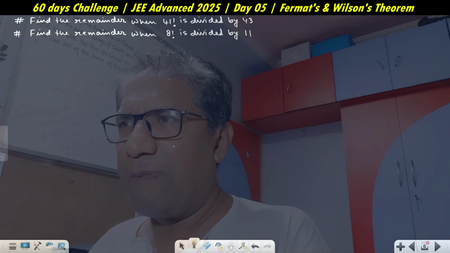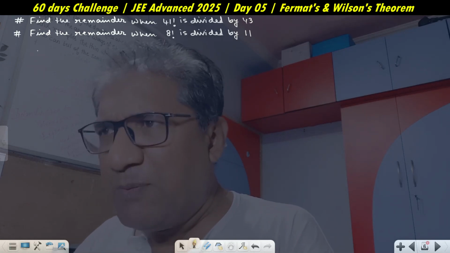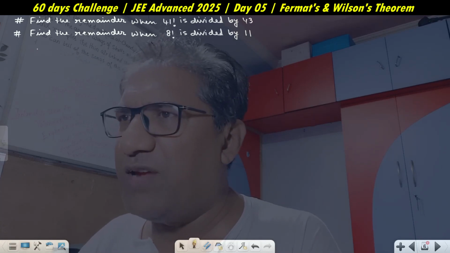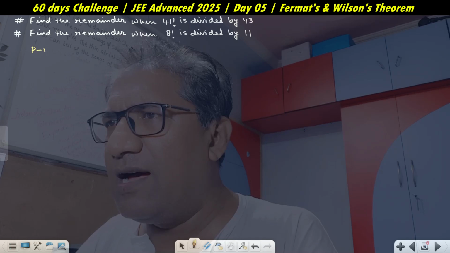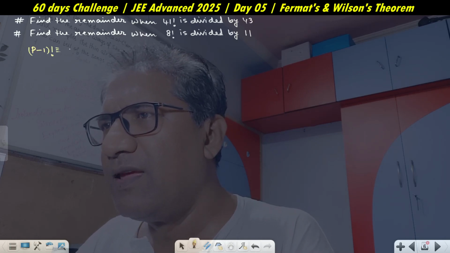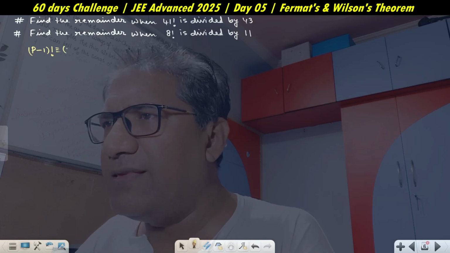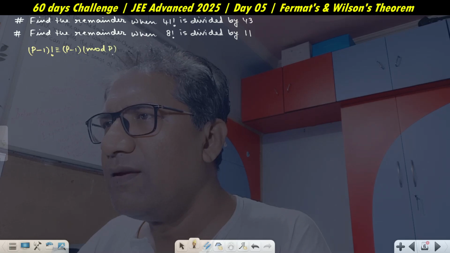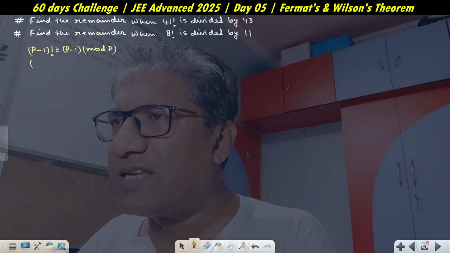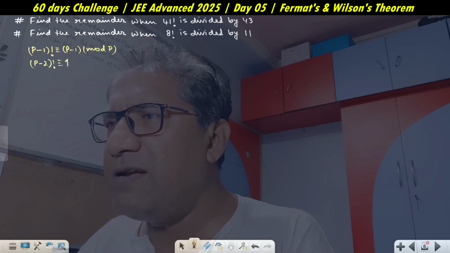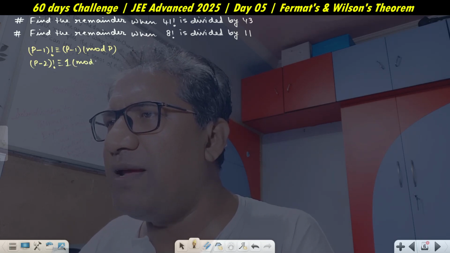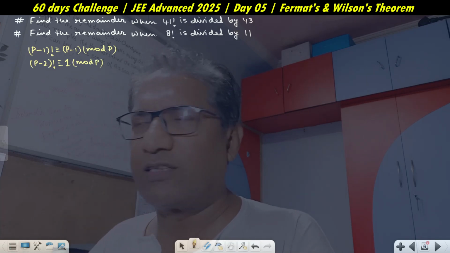So this question. What we have learned, let me write it here because this is the first time we are doing this, so it will be better if we write the formula over here. We have learned from Wilson's theorem that when P minus 1 factorial is divided by P, the remainder is P minus 1. And the modified form of Wilson's theorem is that when P minus 2 factorial is divided by P, the remainder will be 1. These two things we got.